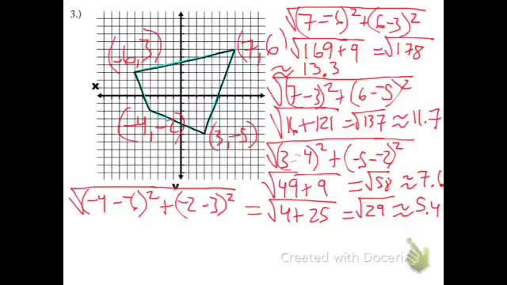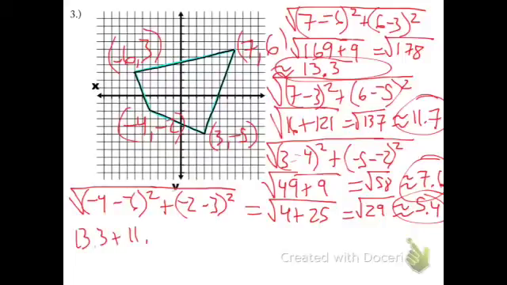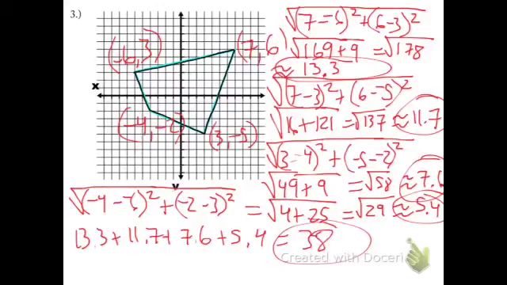So now we have our 4 lengths. Add those together, and we're going to get 13.3 plus 11.7 plus 7.6 plus 5.4. And when you do that all together, you actually land right on 38. And so that's going to be our closest approximation number.